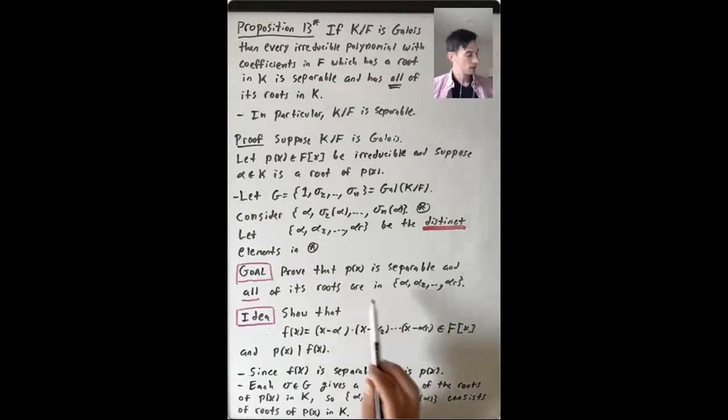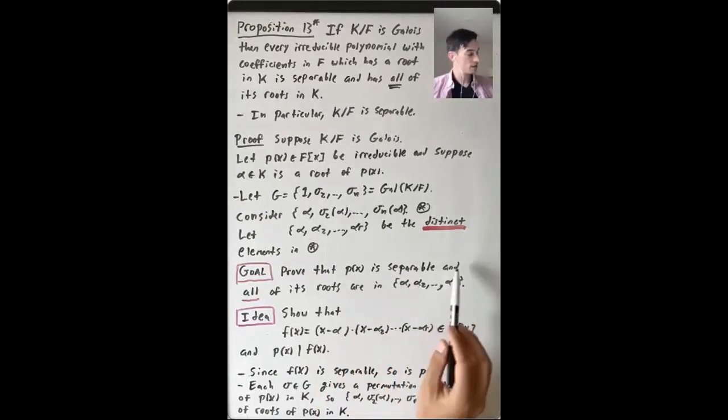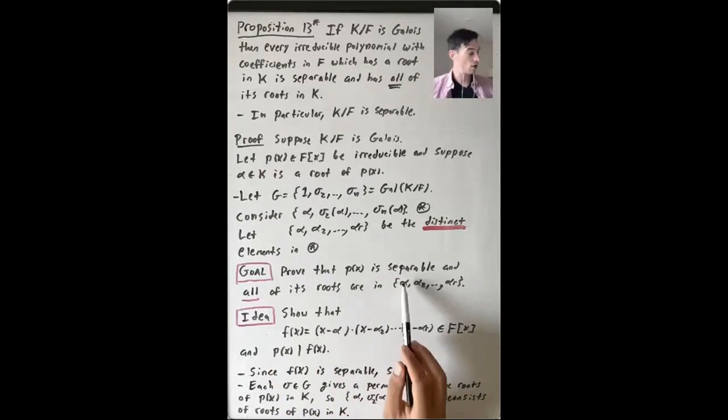So what about the other part? Well, we want to show that all the roots of P of x are in this set alpha, alpha 2 up through alpha r.